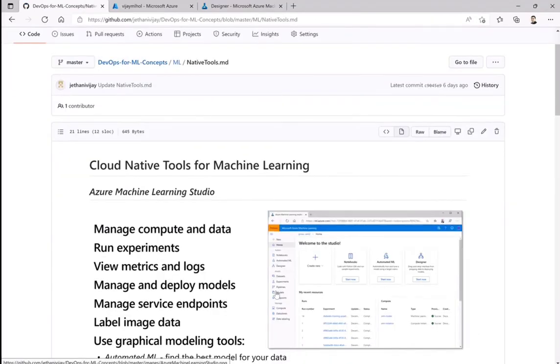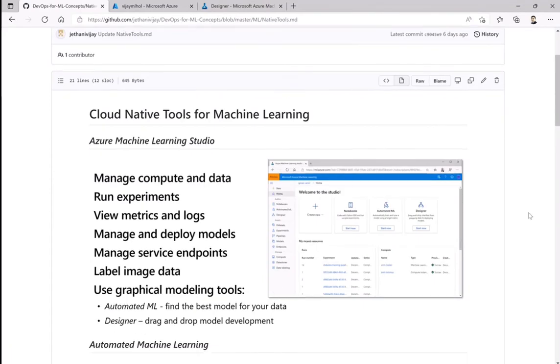Okay, now coming to the native tools. So what are these native tools? While I log on, or while you create it using a build or whatever pipeline with automation, you will have a similar kind of studio. Here you will manage your compute, data and experiments. You will see all of these as a dashboard. And you will also have two important aspects: this is a single unified view.